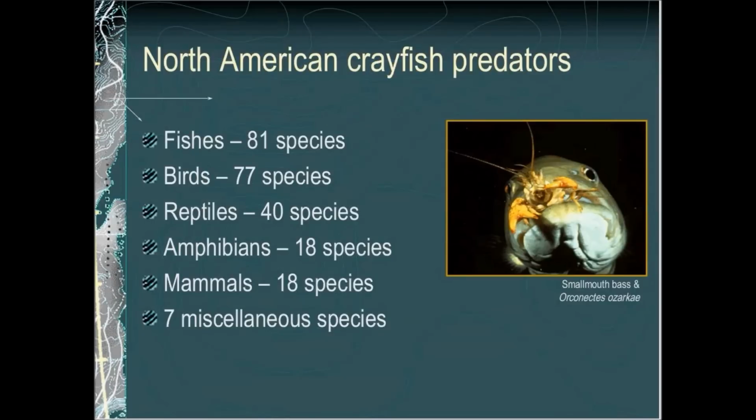Now, those 7 miscellaneous species down here, those are other invertebrates. For example, there are some beetle larvae and some dragonfly larvae that will actually specialize on young-of-year crayfish when they first come off the mothers, because they're small, they're soft, and these other ones are big enough that they can actually forage on those.